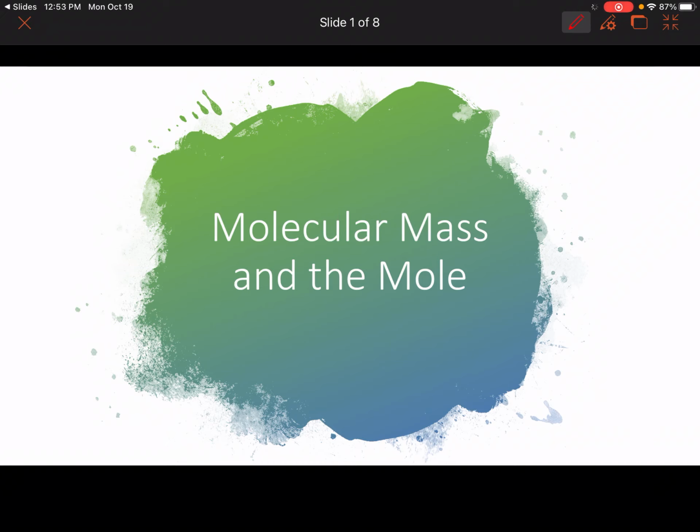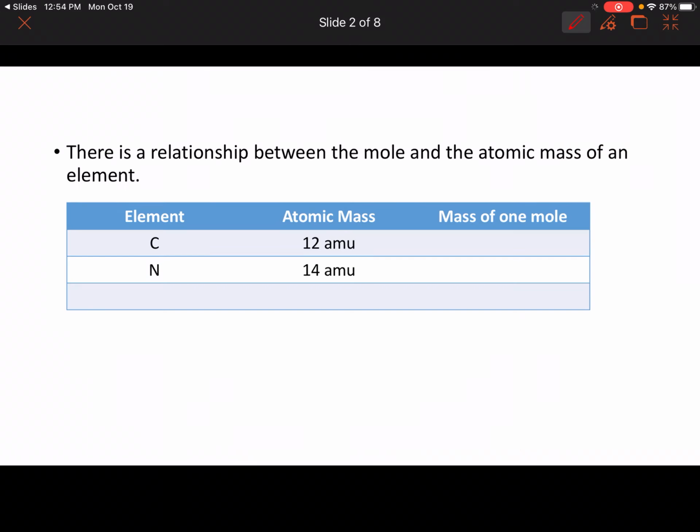Hi everyone. Today we're going to go through molecular mass and the mole. This will be lesson 2.6. Now, there is a relationship that exists between the mole and the atomic mass of an element. Remember, the atomic mass comes from the periodic table, so you look at your periodic table in order to find that.